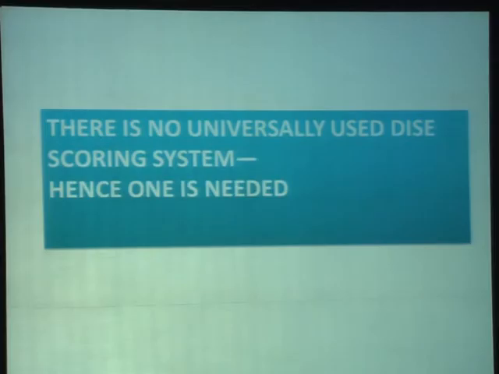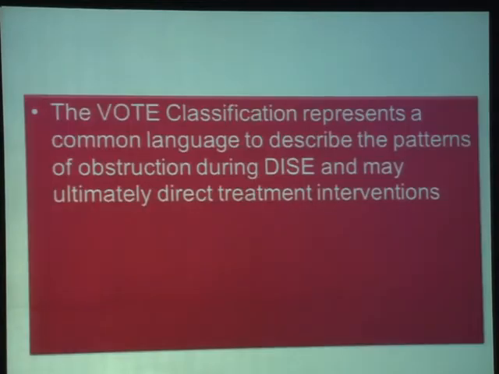Now, once you've done your beautiful DISE, so what do you do? Unfortunately, there is no universal scoring system for this kind of examination. So recently, a group of doctors from the US and Netherlands put up a scoring system called the VOTE score classification. Let me basically run you through this.